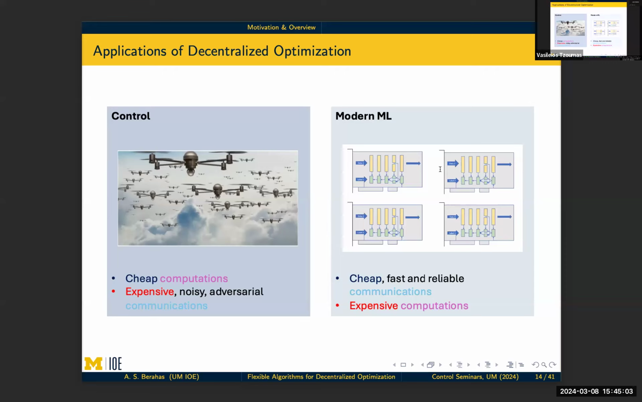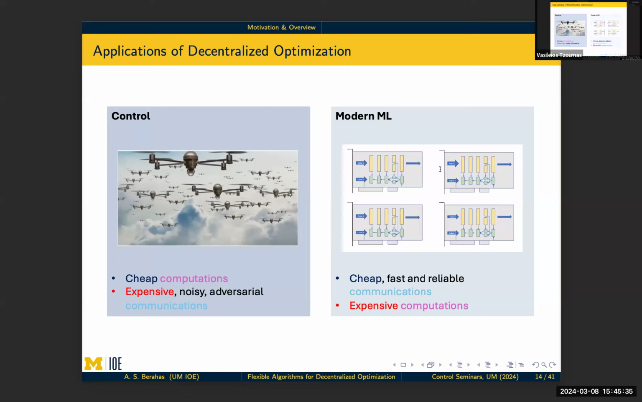Maybe not drones 50 years ago, but the same kind of applications, coordination of multi-robot systems. And in that setting, computations are cheap, and they're cheap because you can't afford to do anything more on a chip that's on a drone, for example, that's flying around. Actually, maybe now you can, but in the past. But what's the bottleneck here? The issue is that the communication is expensive. It can be noisy, it can even be adversarial. Okay, so the problem on the left is one where you have cheap computations, but expensive communications.